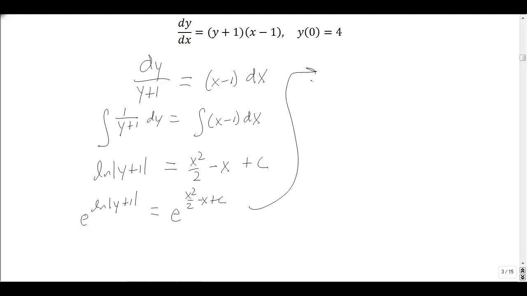And then what I get, e to the natural log y plus 1, well, that's just y plus 1. Now, technically, I should have absolute values here. And then on the right, I'm going to do something that feels a little bit weird at first. Do e to the x squared over 2 minus x.